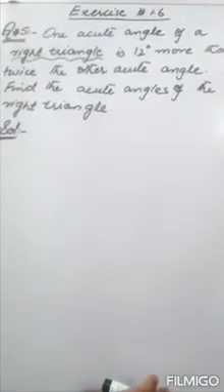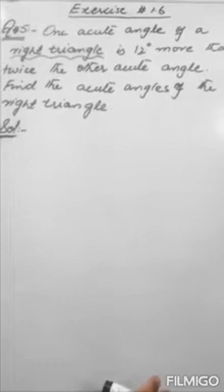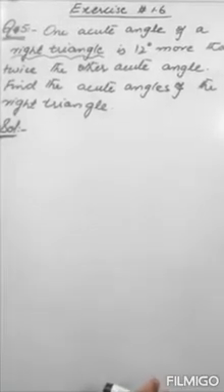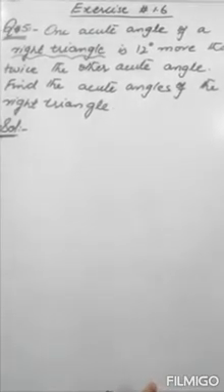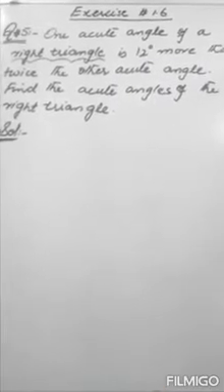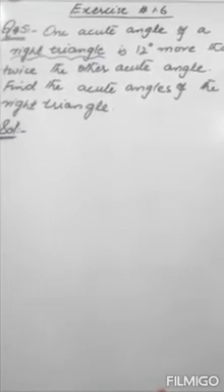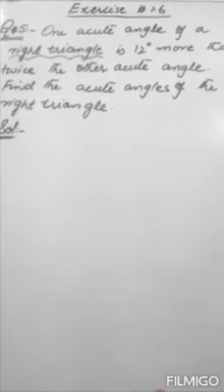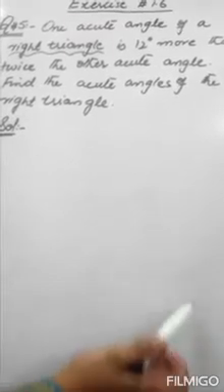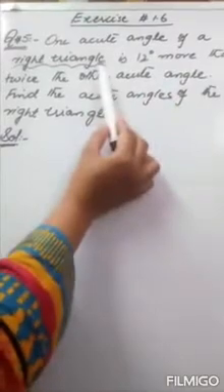Okay, what type of triangle is a right triangle? A right triangle is a triangle in which one angle is 90 degrees and the rest of the two angles are acute. What is the meaning of acute? Acute angles are less than 90. Meaning in a right triangle we have one angle of 90 degrees and the rest of the two angles are less than 90 degrees. Now what is the condition? One acute angle of a right triangle is 12 more than twice the other acute angle.